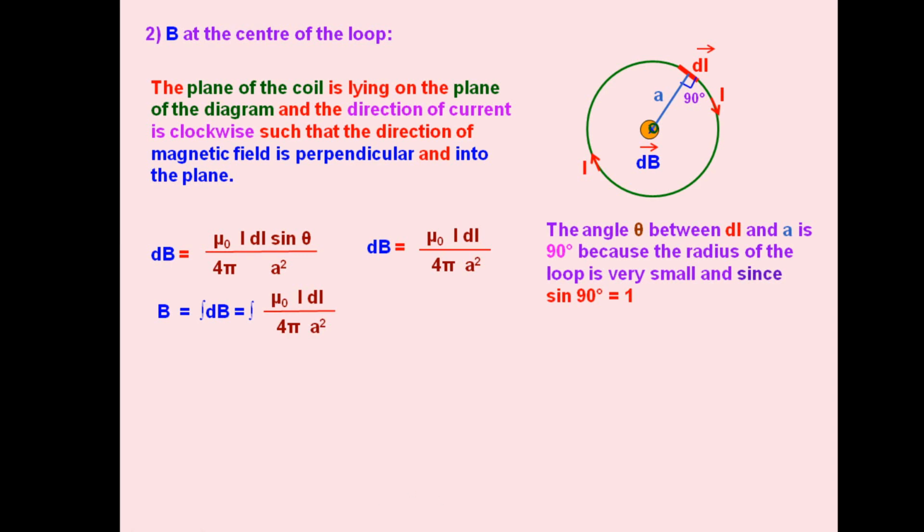Integrating here, the integration limits, again we have dl. So minimum limit will be 0 and upper limit is 2 pi a, as we have discussed in the previous derivation. So this is the expression for limits. Now mu naught I upon 4 pi a square can be taken outside and integration of dl will become L.